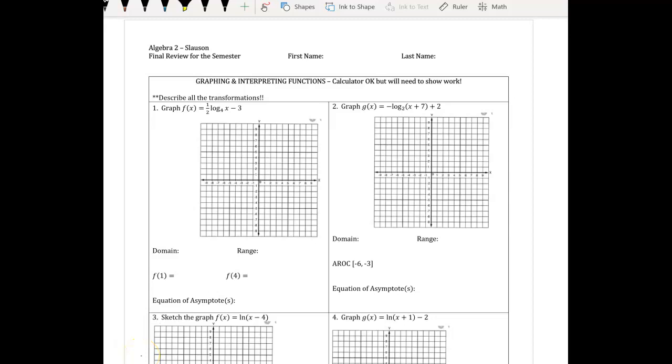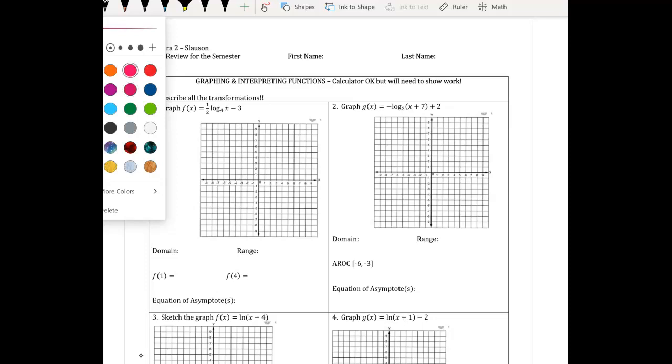Hey everybody, here is your first video. This video is going to be for graphing and interpreting functions. So the page that you would want to have in front of you as you're looking at things is in your toolkit, the list of all the graphs and the values that we used.